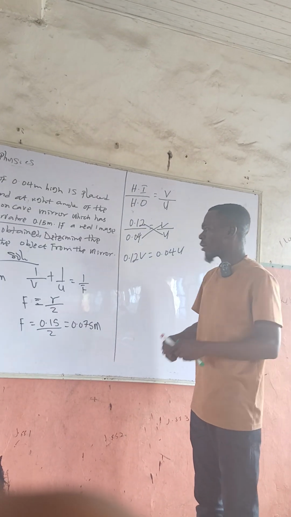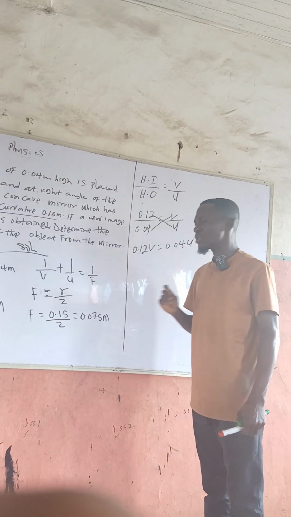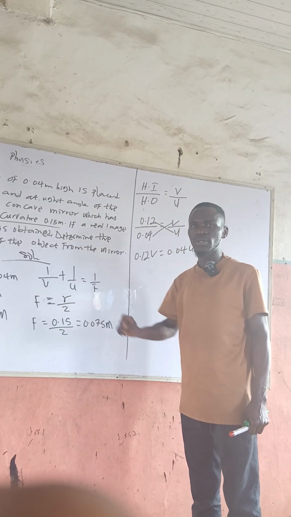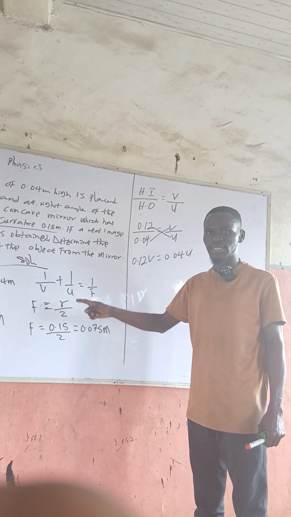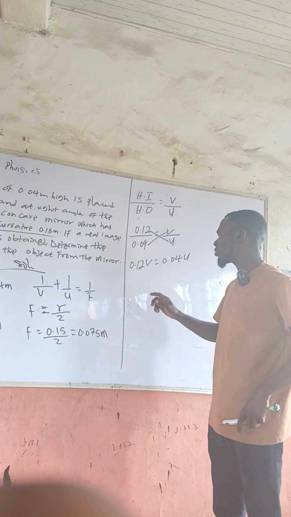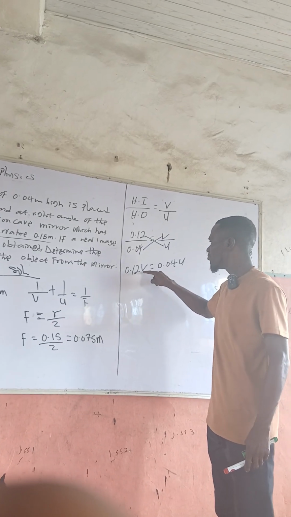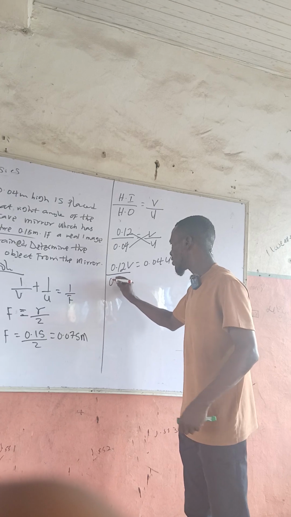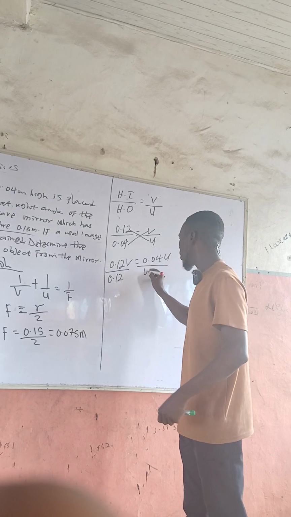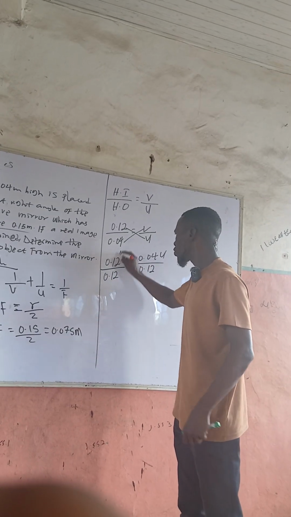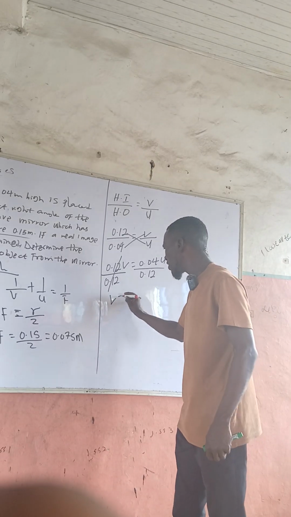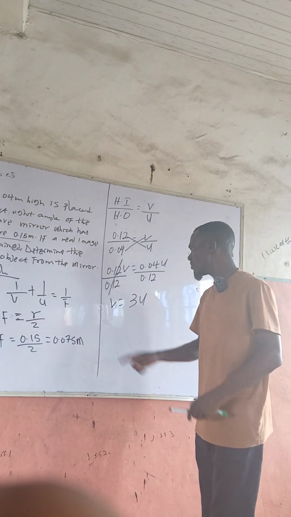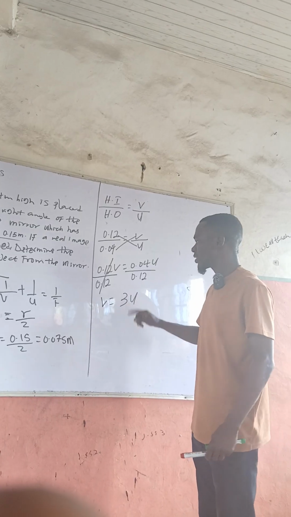Now, according to this formula, we want to eliminate the distance of the image because we are not asked to find it. So we make v the subject of the formula. Dividing by 0.12, the distance of the image will give us 3u. So the distance of the image turns to 3u, right?